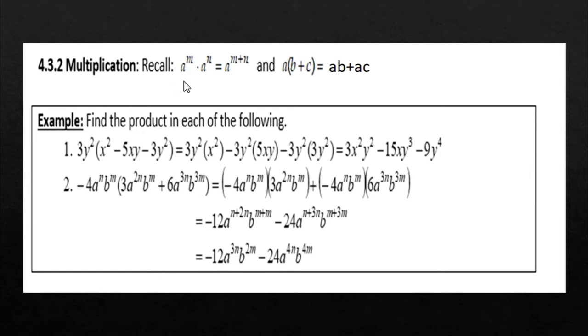Multiplication. Recall a to the power of m times a to the power of n is equal to a to the power of m plus n. Okay, let us remember again that if we have the same base, i-multiply, i-add na to ang ilahang exponents. So that is why a to the power of m plus n.